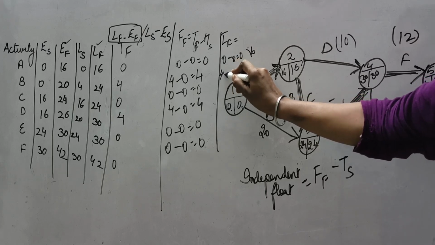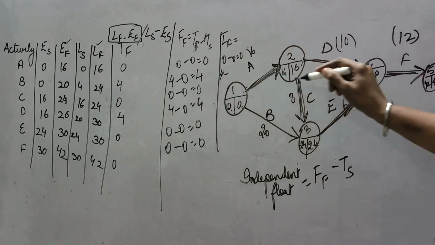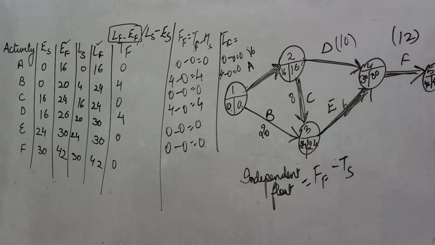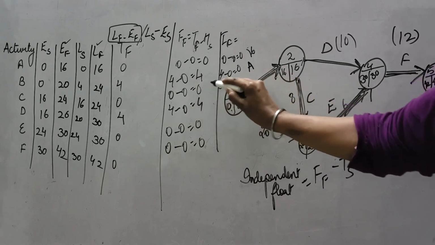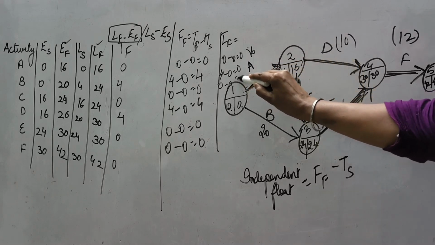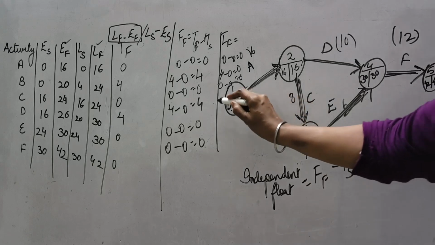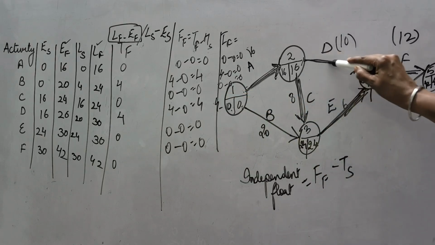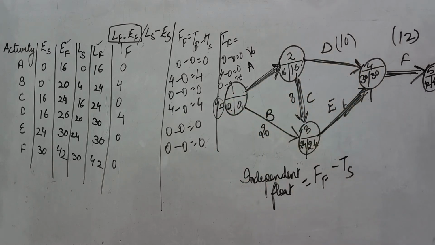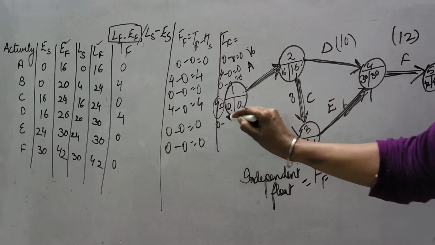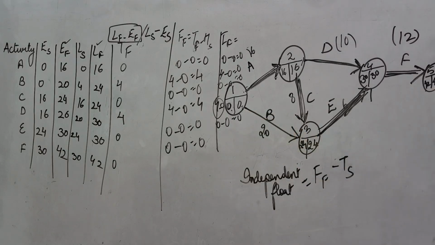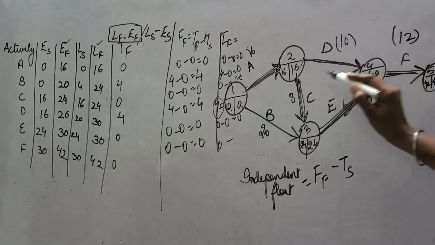For the second, this is the free float minus tail slack. We are calculating for B activity. For B activity, this is the tail, so again it will be 0. For C activity, our free float is 0. Its tail is this, 16 minus 16, 0, so it will be 0 only. For D activity, the answer is 4 minus, where is D activity? This, its tail is this, 16 minus 16, 0, so again it will be 4 only. For E activity, the free float is 0 minus, its tail is this, so 0 is equal to 0. For F activity, it was 0 minus its tail, again slack is 0, so 0.